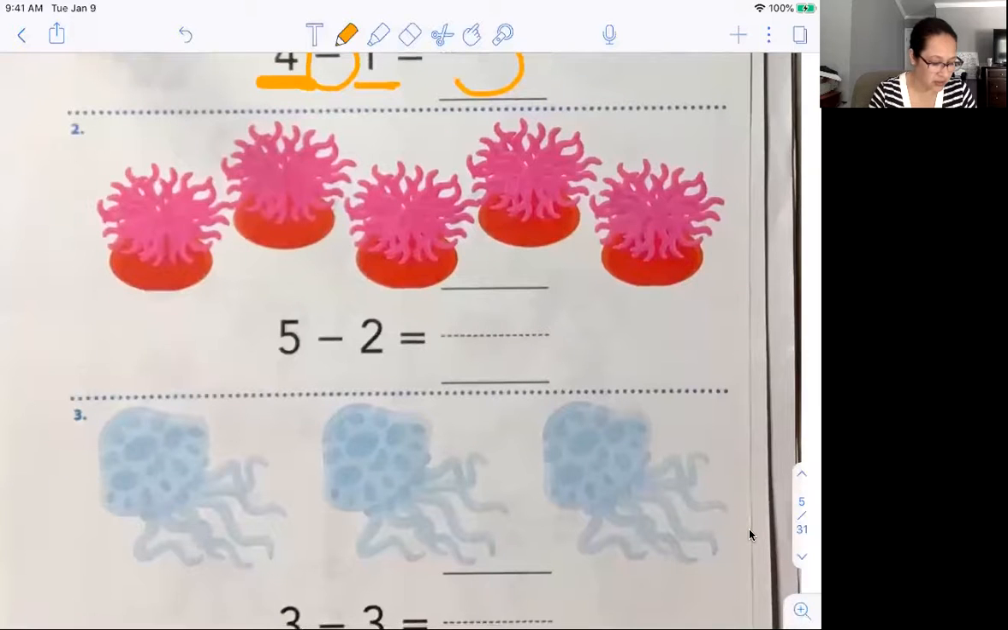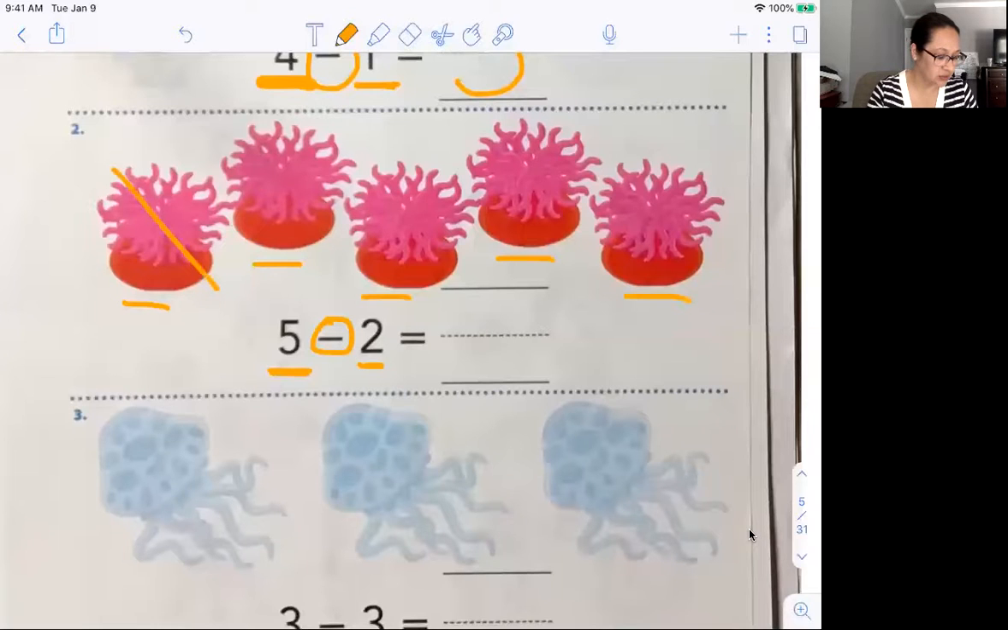Wow, look at all these amazing sea plants, right? Wow, those are pretty cool colors too. How many are there? There should be 5 because that's what the number sentence is telling you. So let's count. 1, 2, 3, 4, 5. Yes, there are 5. And they want you to take away how many? How many do they want you to cross off? Did you say 2? If you did, then you got it.